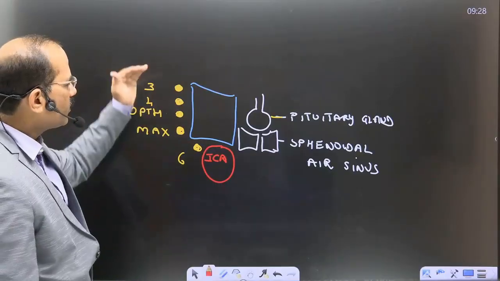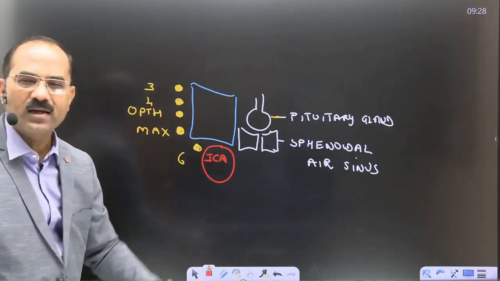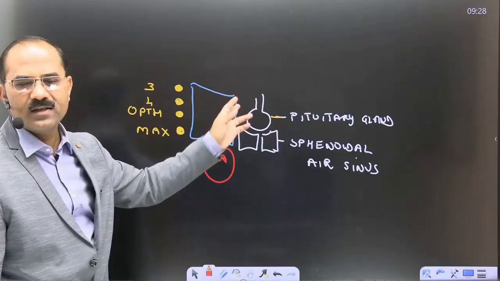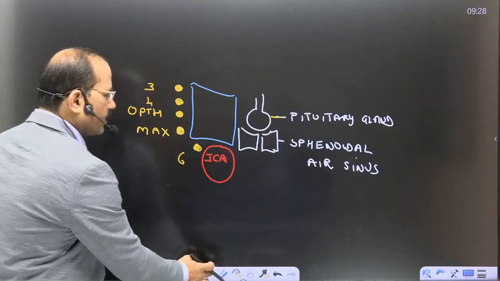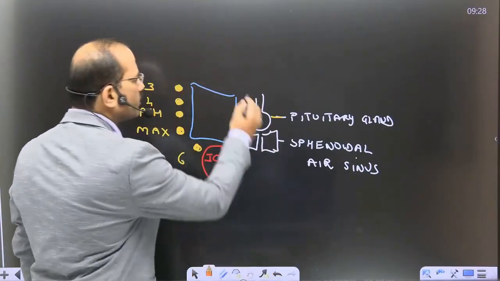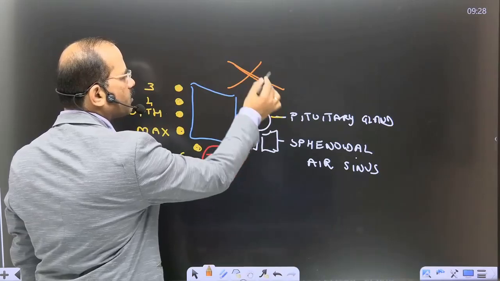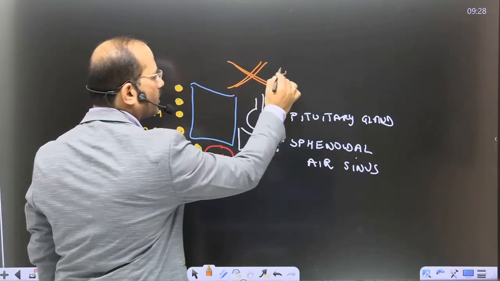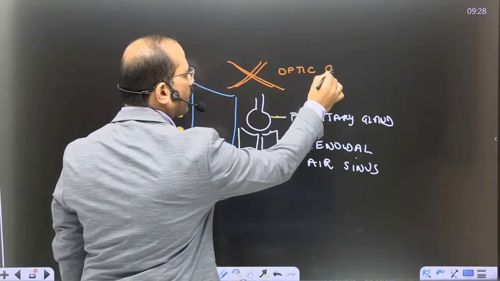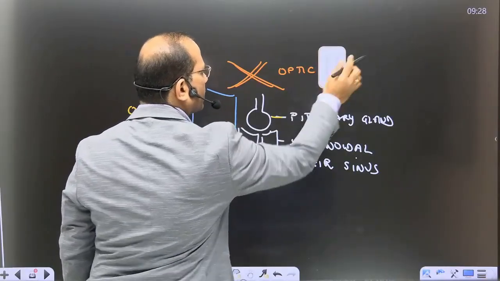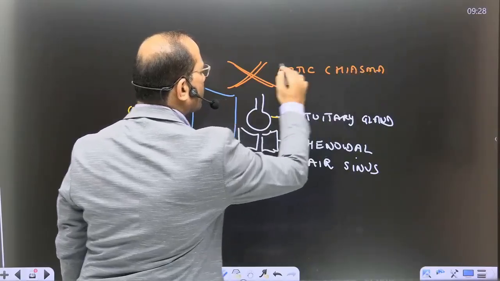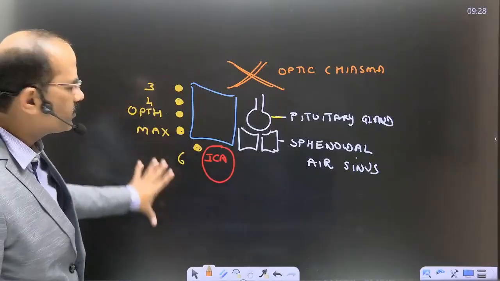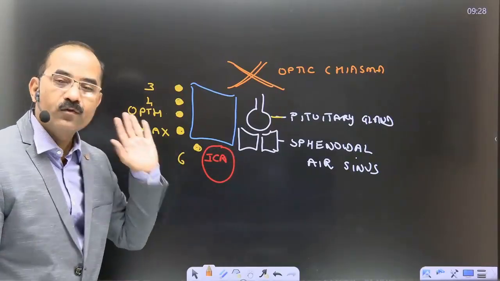In the lateral wall is the third, fourth, ophthalmic and the maxillary division. On the medial side is the pituitary gland and the sphenoidal air sinus. And in the roof of the cavernous sinus, this is the optic chiasma. That's the optic chiasma that lies in the roof of the cavernous sinus. Okay, so clear? I hope these relations of the cavernous sinus are very clear to you.